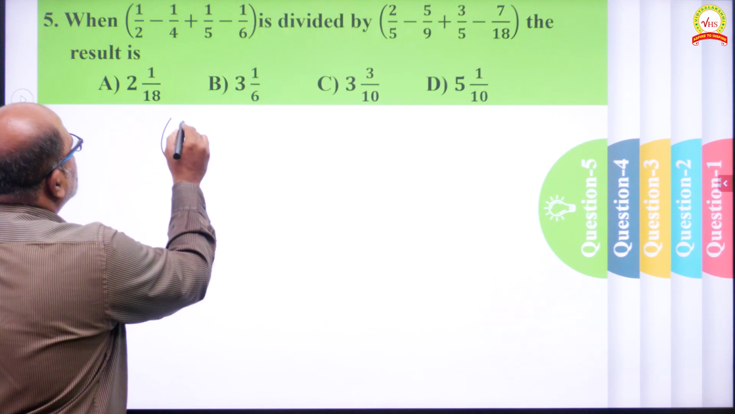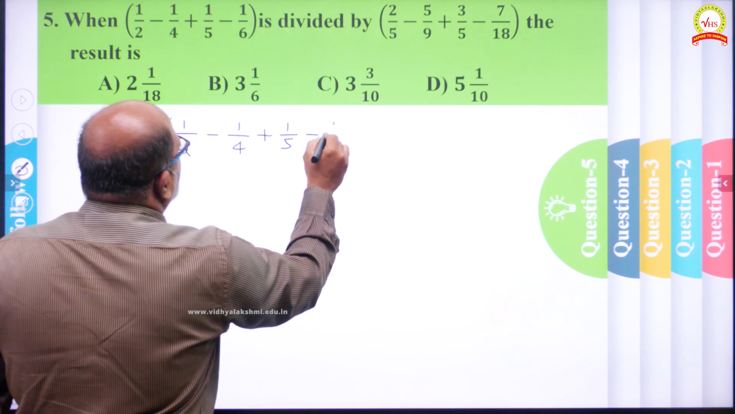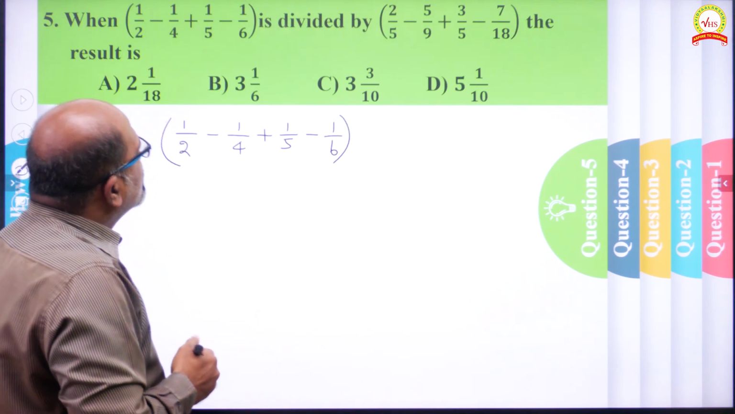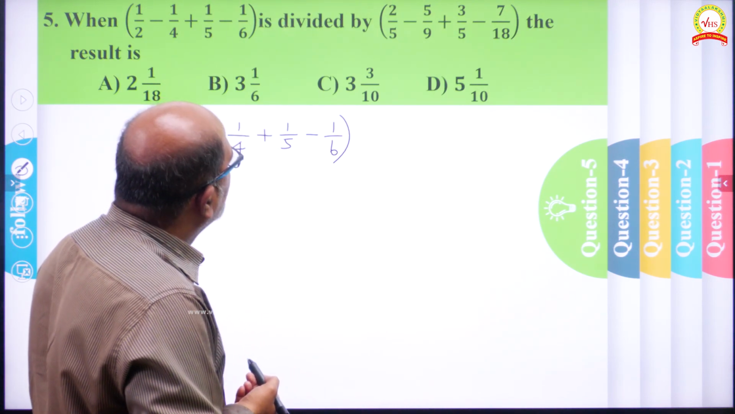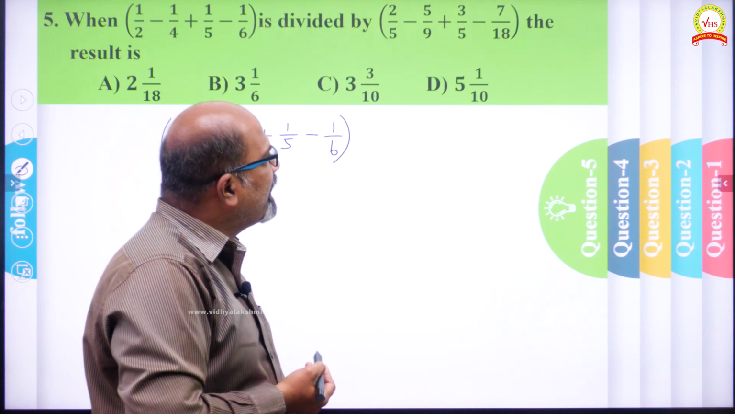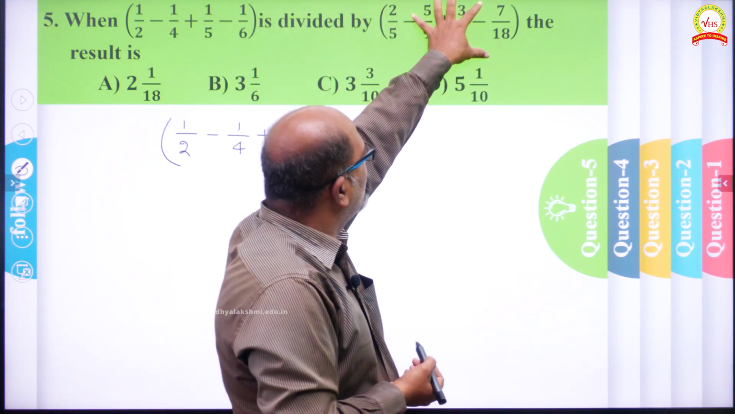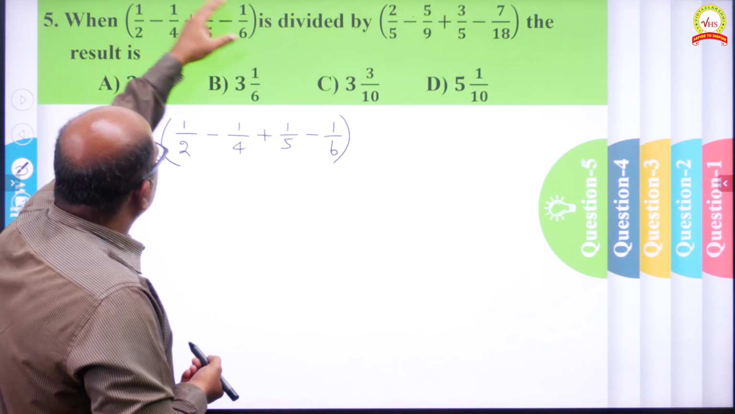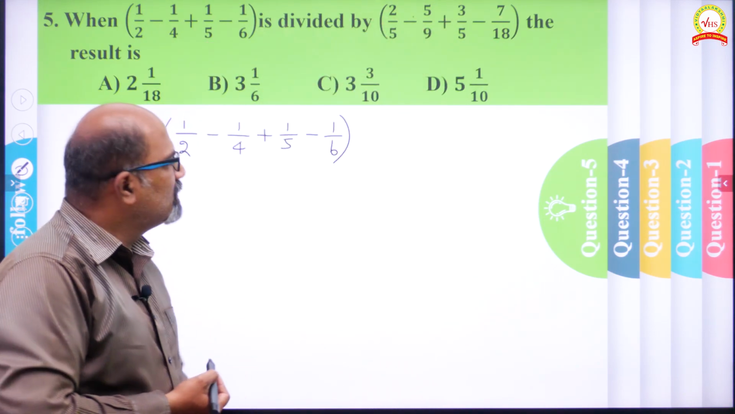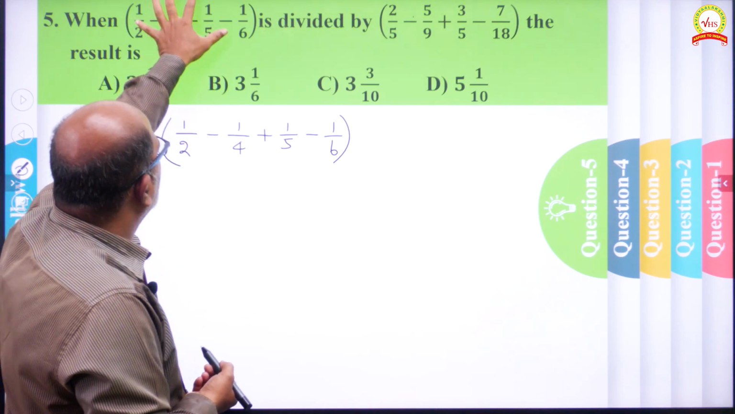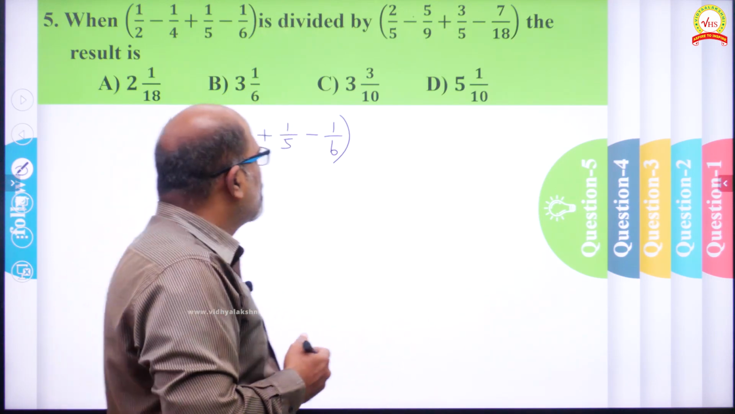Okay, 1 by 2 minus 1 by 4 plus 1 by 5 minus 1 by 6 is divided by another expression that is given here: 2 by 5 minus 5 by 9 plus 3 by 5 minus 7 by 18. Okay, the result is asked. This whole expression is divided by this whole expression. This contains rational numbers, and this also contains rational numbers which are added and subtracted together. So first of all I want to simplify this expression, later on this separately, and then I will be dividing both.